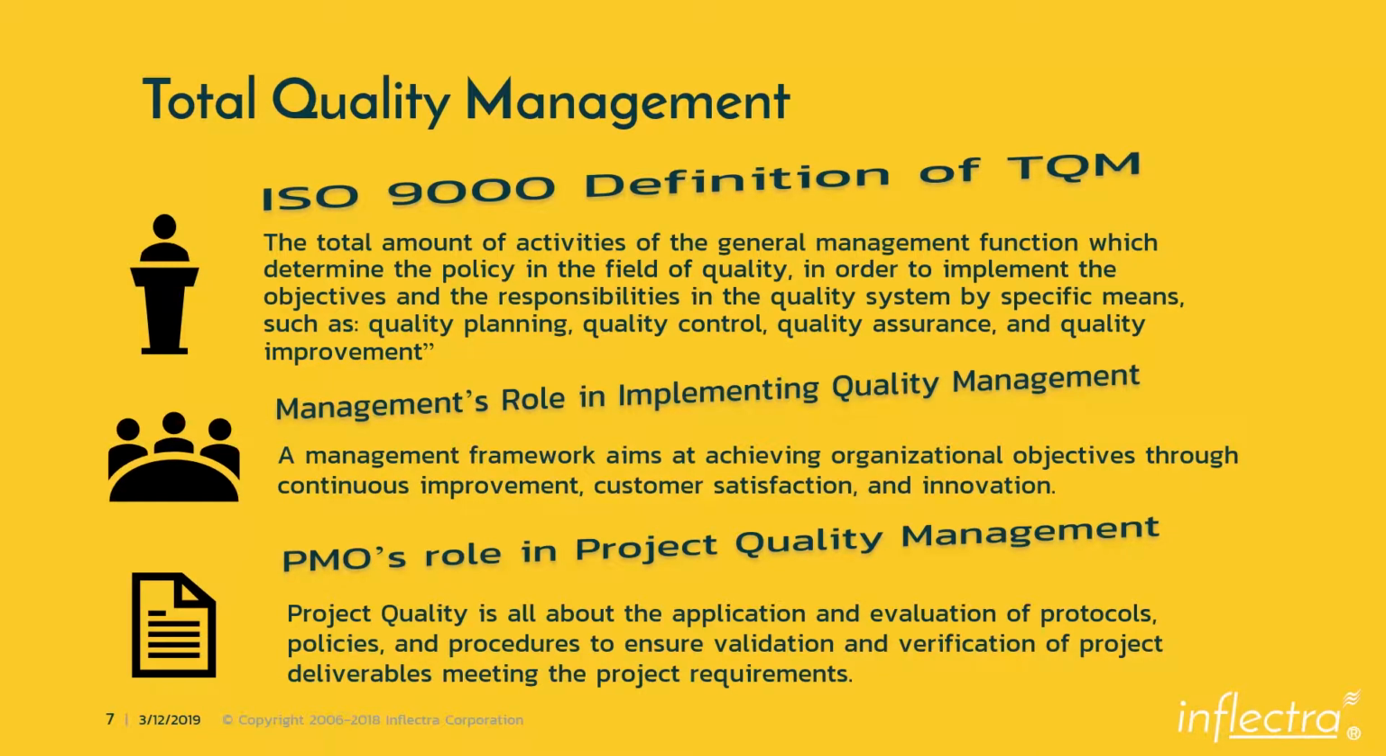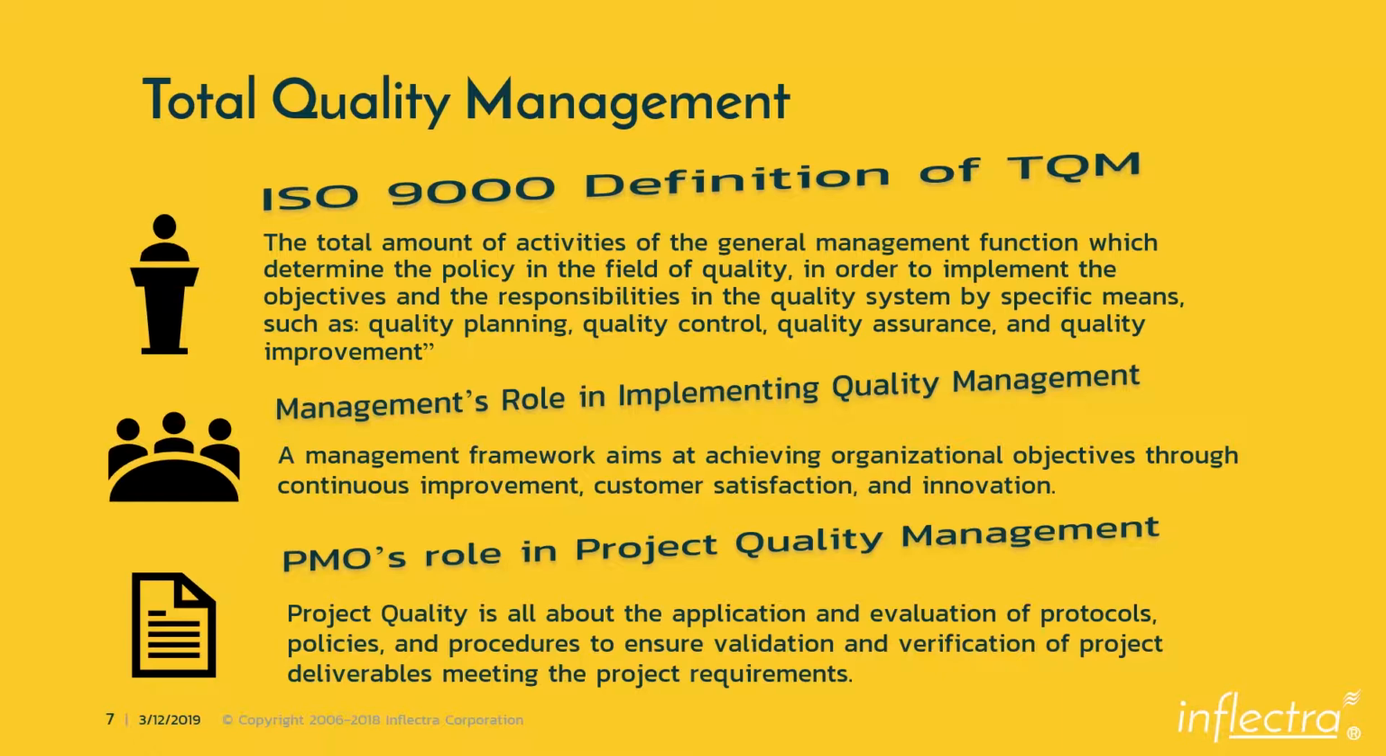So, how does ISO 9000 define managing quality? The total amount of activities of the general management function which determine the policy in the field of quality in order to implement the objectives and the responsibilities in the quality system by specific means such as quality planning, quality control, quality assurance, and quality improvement. Therefore, the quality management framework aims at achieving organizational objectives through continuous improvement, customer satisfaction, and innovation.